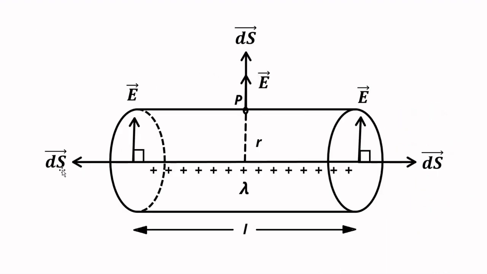So this is the first charge configuration that we have discussed: a certain length of wire with linear charge density lambda, and we have considered a cylindrical Gaussian surface. In the next series of videos, we will be discussing other charge configurations.